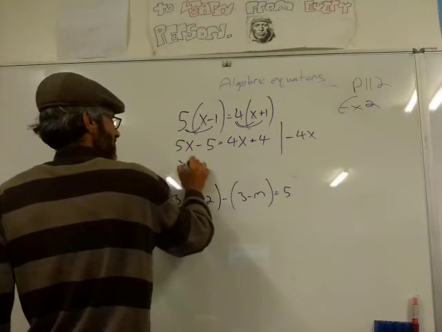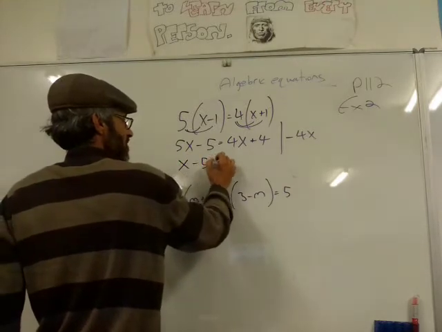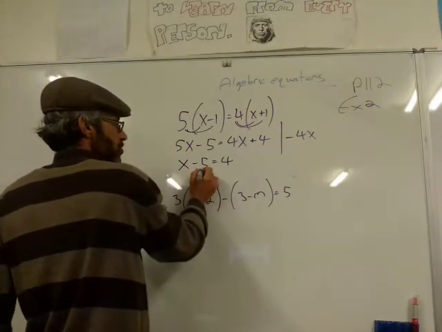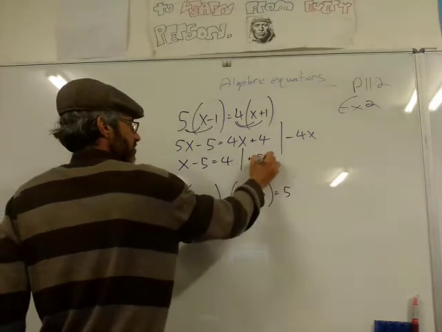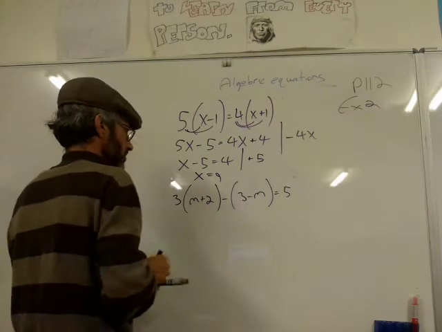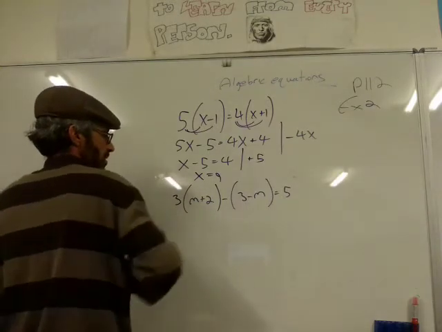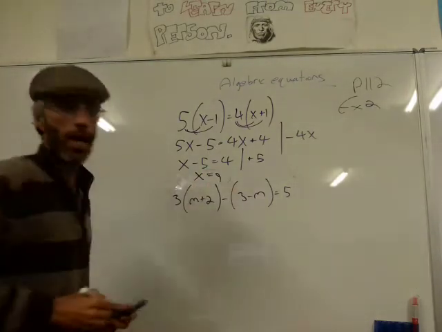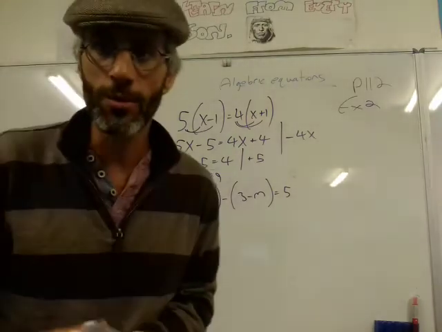5x minus 4x is x. Minus 5 equals 4. All we've got to do is move the 5 to the other side. Plus 5. x equals 9. And that's the answer. Voila.